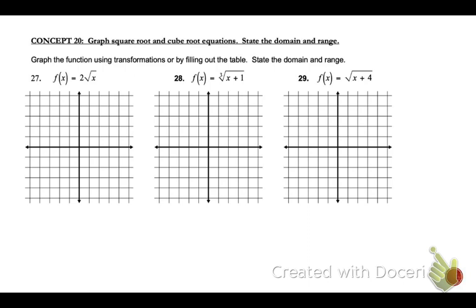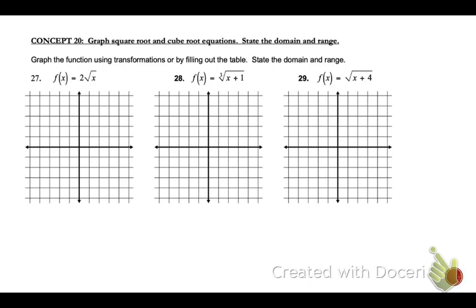These last three problems will review concept 20, where you are graphing square and cube root equations, then stating the domain and range. So when you look at each of these, just make sure that you notice whether it's a square root or a cube root, and then recall back from the notes in your practice what the parent graph looks like. So let's look at 27. F of x equals 2 times the square root of x.